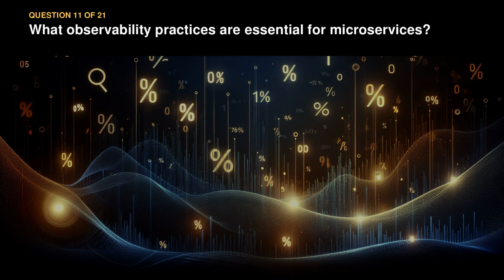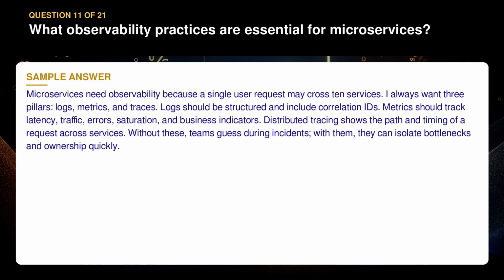Question 11. What observability practices are essential for microservices? Microservices need observability because a single user request may cross 10 services. I always want 3 pillars: logs, metrics, and traces. Logs should be structured and include correlation IDs. Metrics should track latency, traffic, errors, saturation, and business indicators. Distributed tracing shows the path and timing of a request across services.